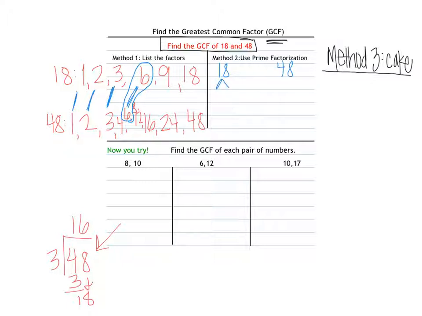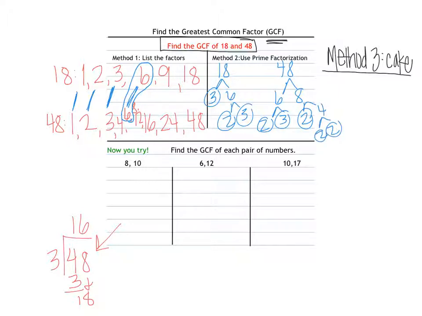So 18 is 3 and 6. 3 is prime, so I circle it. 2 and 3, they're both prime. And then for 48, I can do 6 times 8. This is 2 and 3. This is 2 and 4. And this is 2 and 2.